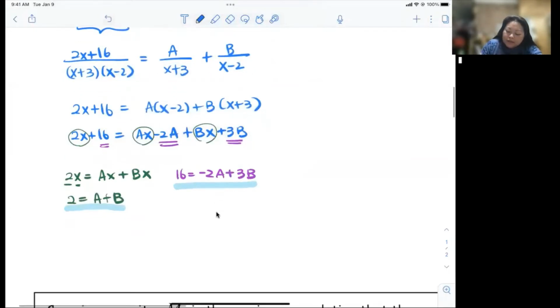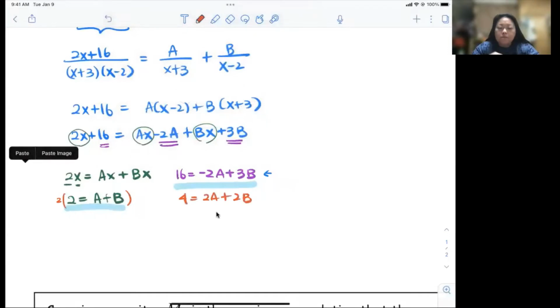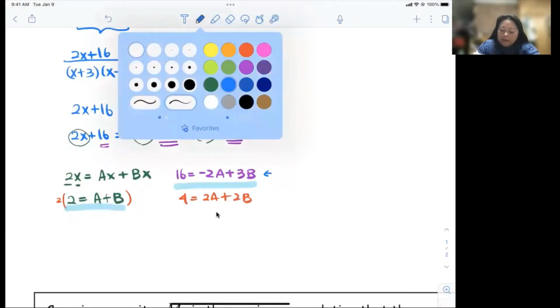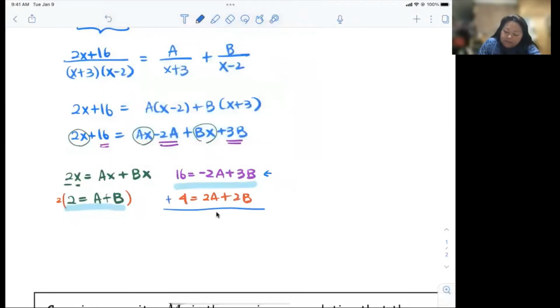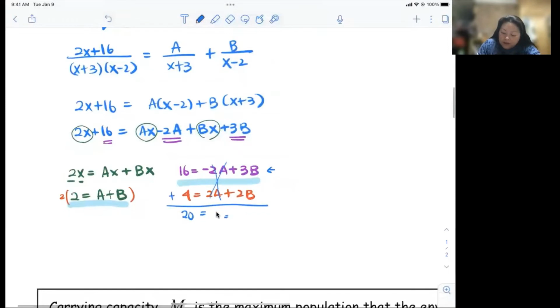So what I could do is take this equation as is, and then multiply this equation by 2 on both sides to get 4 equals 2a plus 2b. Remember, you can multiply both sides by the same thing so that it is balancing your equation. And then elimination says, hey, add these up. You will get 20. This is why it's called elimination, because this gets eliminated. And you're left with 5b. So b equals 4.